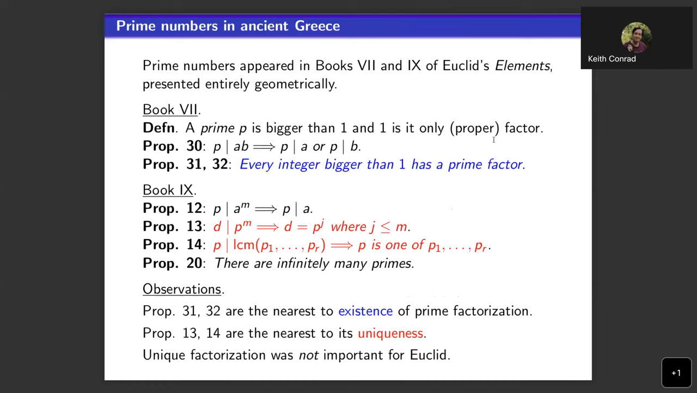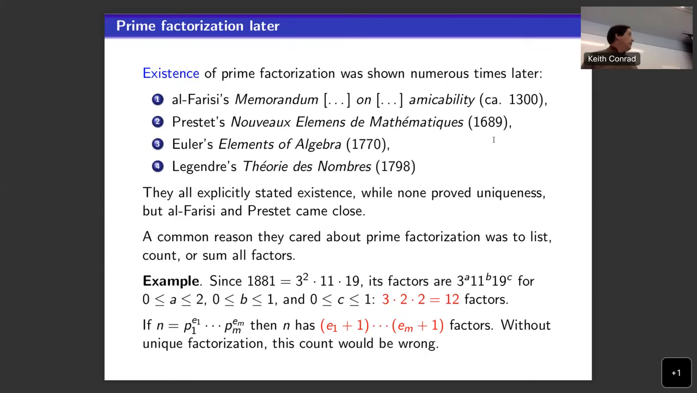If you want to find an actual statement of unique factorization, you have to jump ahead 1,000+ years. And here are several books on algebra and number theory before 1800, in which you can at least find the statement that numbers are products of primes, but in none of them was there any statement about the uniqueness. So what did people like Alfarisi or Euler need prime factorization for? What did they do with it? So after they stated the existence of prime factorization, one common thing they all did was use it to list what are the factors of a number.